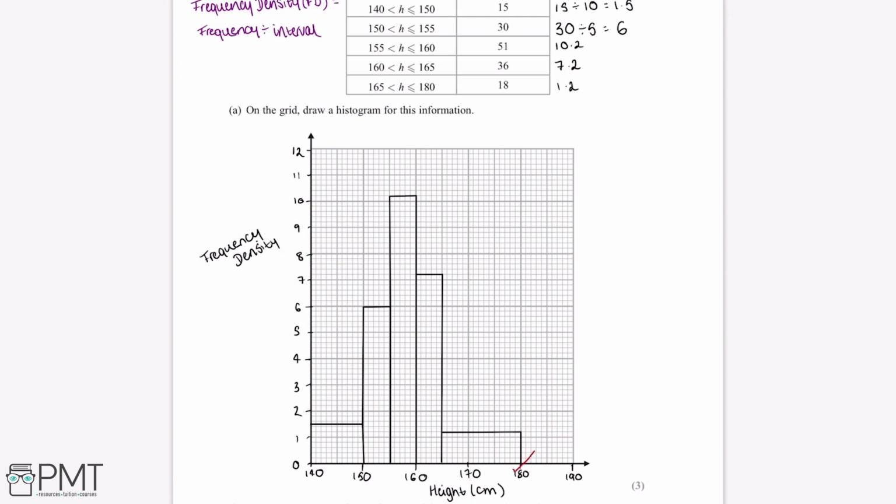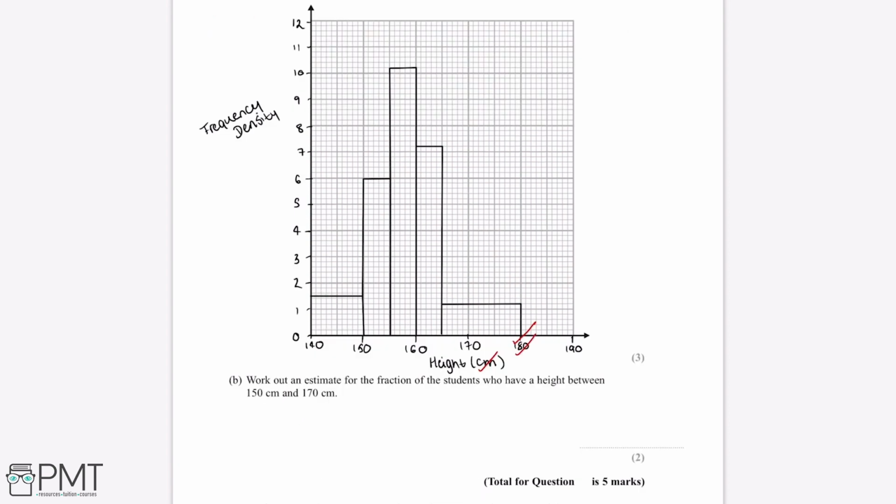We'll get our first and second mark for correctly filling out the histogram, and our third mark for correctly labelling the axes. Work out an estimate for the fraction of students who have a height between 150 centimetres and 170 centimetres. So for a histogram, the area is equal to the frequency. So in order to estimate the fraction of students with heights between 150 centimetres and 170 centimetres, we'll need to work out the area for the bars between 150 and 170 centimetres.